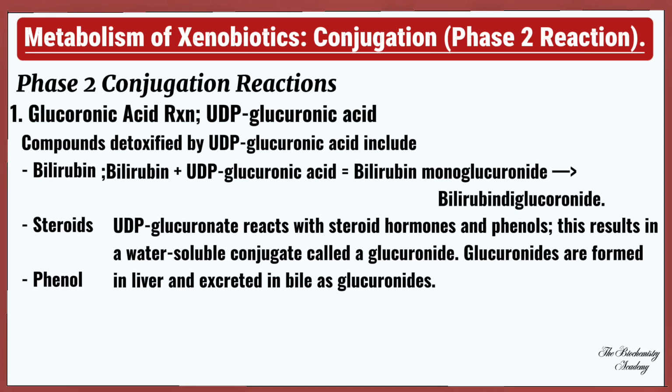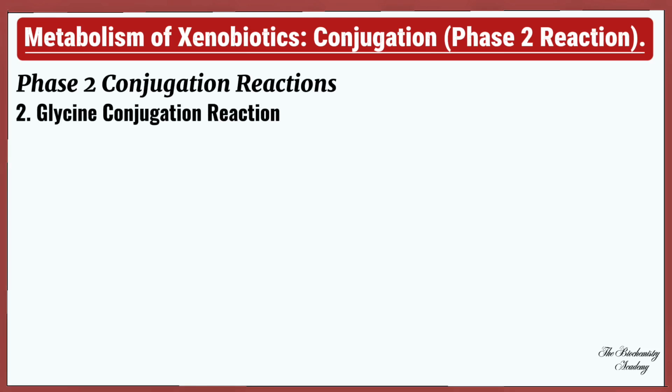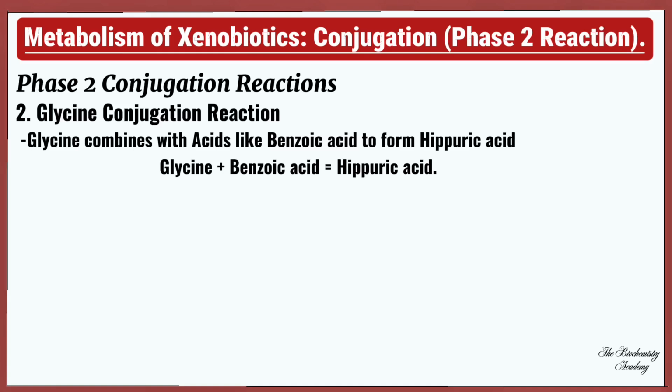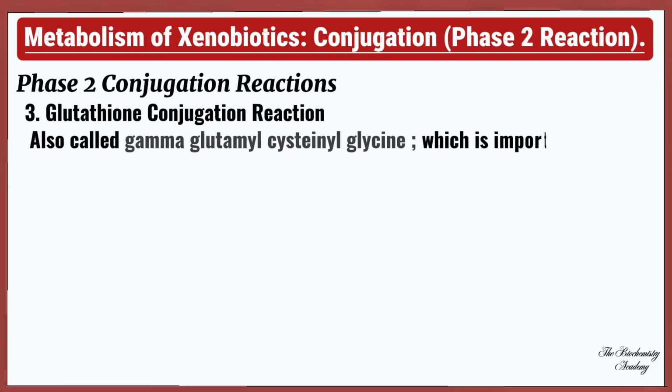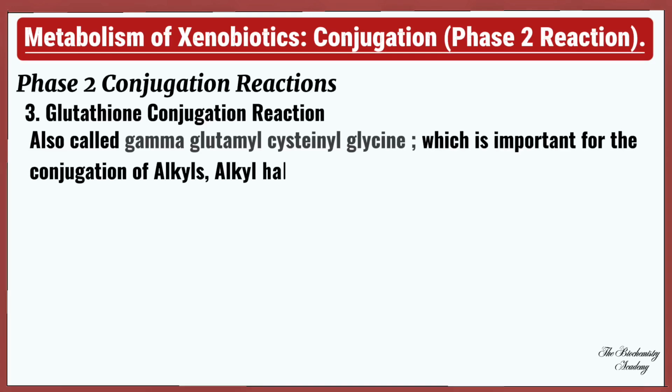Let's look at the second G, which is glycine. Glycine combines with acids like benzoic acid, and it then forms hippuric acid, and it combines with cholic acid to form glycocholic acid. The third G is glutathione, also called gamma glutamyl cysteine glycine. It is important in the conjugation of alkyl halides and alkenes.